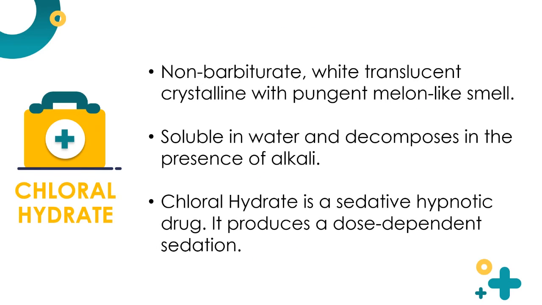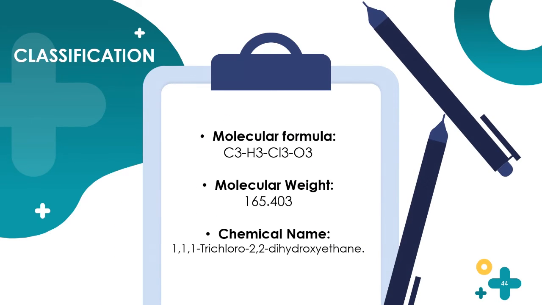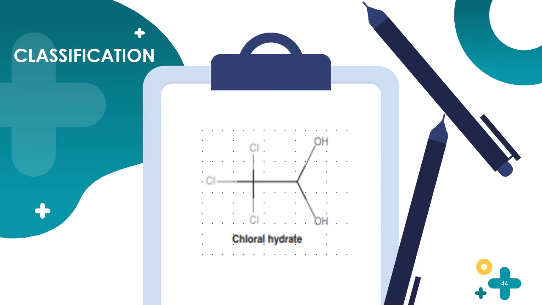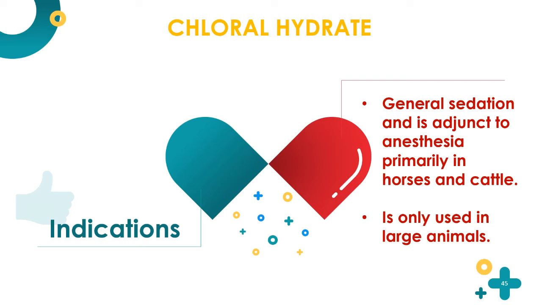Next is chloral hydrate. Chloral hydrate is a non-barbiturate, white translucent crystalline solid with a pungent melon-like smell. It is soluble in water and decomposes in the presence of alkali. Chloral hydrate is a general sedative and an adjunct to anesthesia primarily in horses and cattle.